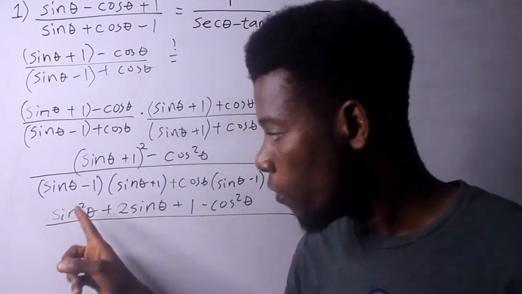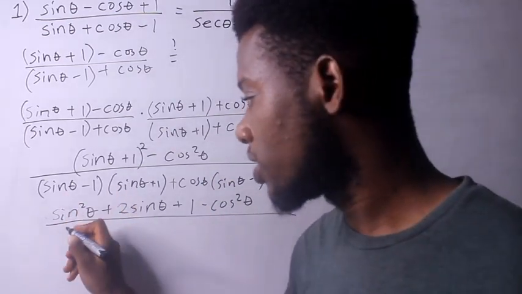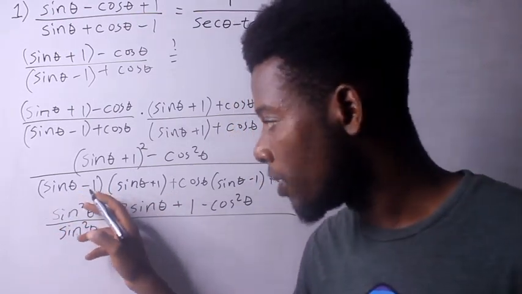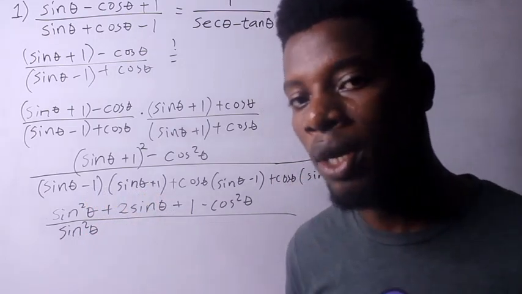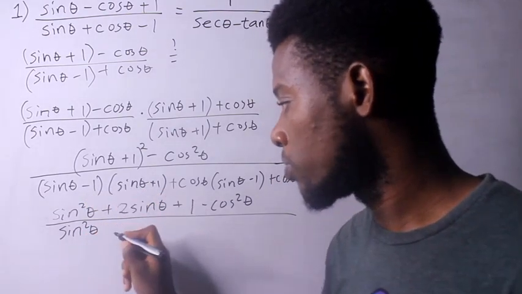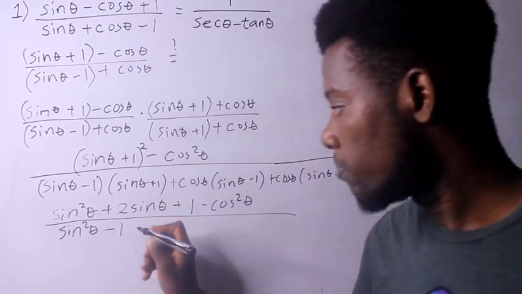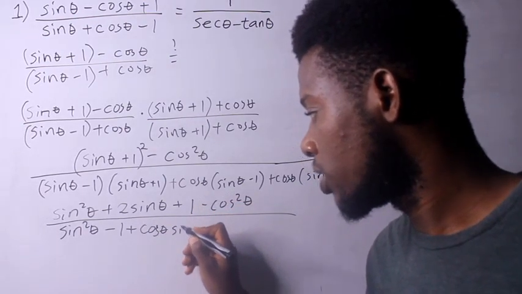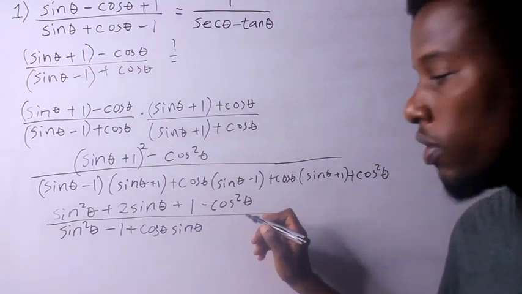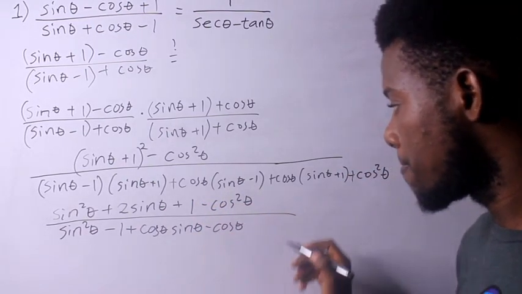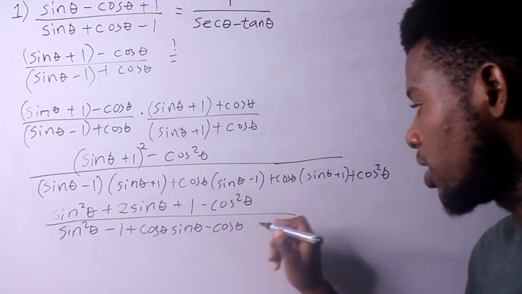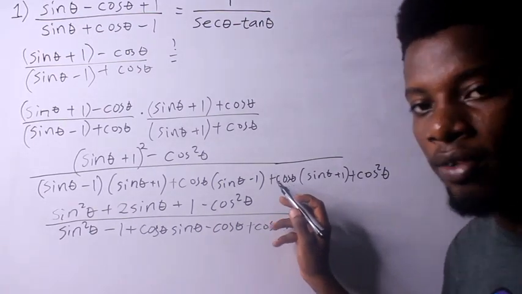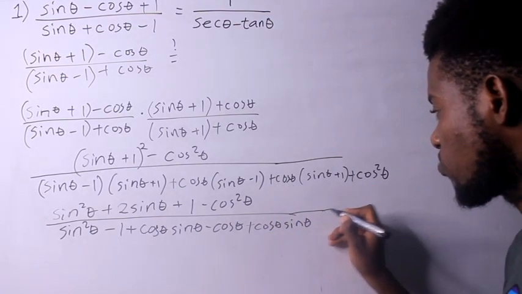Now to expand this, multiply sin theta by sin theta, and that's sin square theta. Sin theta by 1 is sin theta, minus 1 times sin theta is minus sin theta. So the middle terms are going to cancel out, and then multiply negative 1 times 1, that's negative 1. Great. Plus cos theta times sin theta is cos theta sin theta. And then cos theta times negative 1 is minus cos theta. Cos theta times sin theta is cos theta sin theta. And then cos theta times positive 1 is positive cos theta.